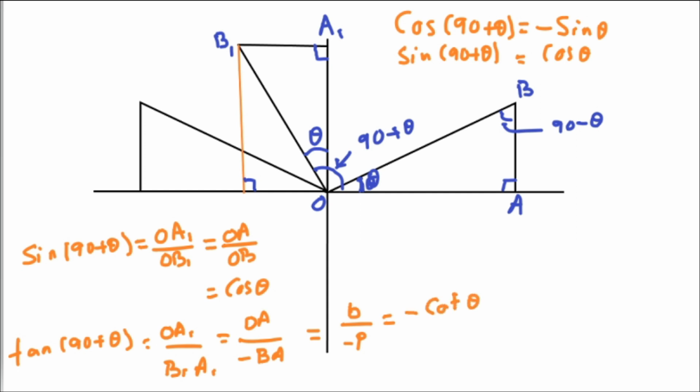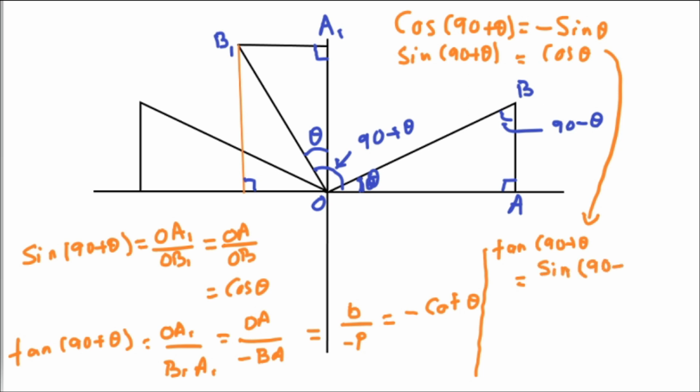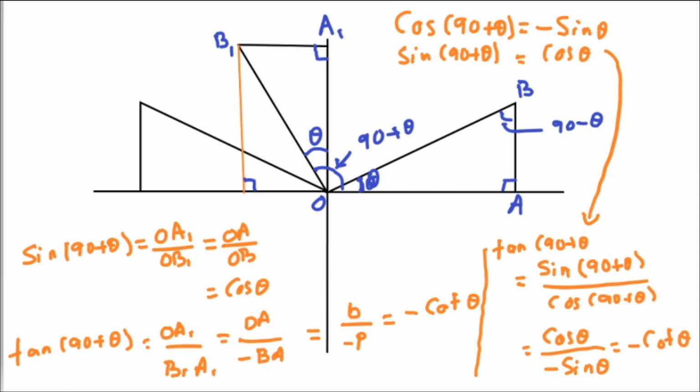And we can find the value from this formula also. Tan of 90 plus theta is equal to sin of 90 plus theta by cos of 90 plus theta. Sin of 90 plus theta is cos theta, and cos of 90 plus theta is minus sin theta, which is equal to minus cot theta. So it can be found in two different ways.